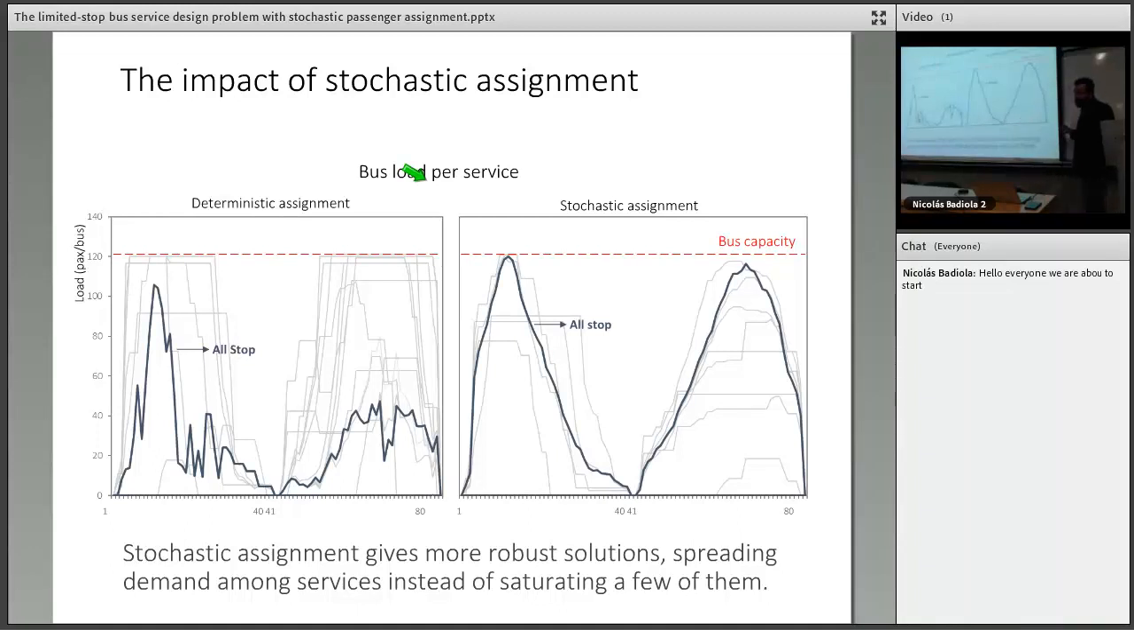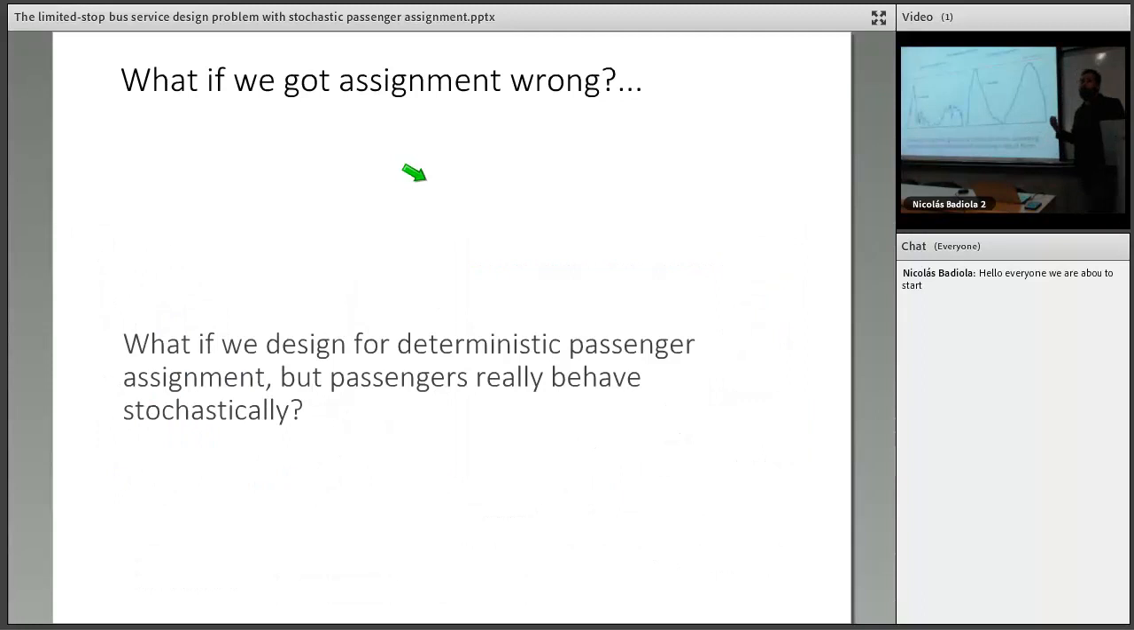So stochastic assignment gives more robust solutions, spreading demand among services instead of saturating a few of them, which is, I insist, more realistic and way safer if you're looking at it from the design point of view.